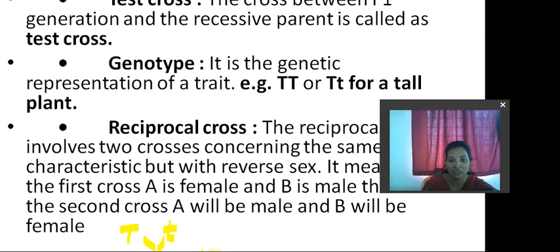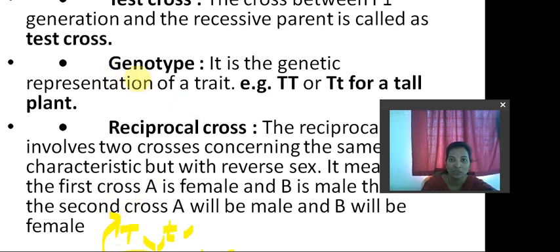So back cross means it is an F1 generation, right? This F1 generation, again you are crossing with either of the parents, either it may be capital T or it may be small t also. That is called a back cross. Crossing the F1 generation, going back and again crossing with the parents is called a back cross.